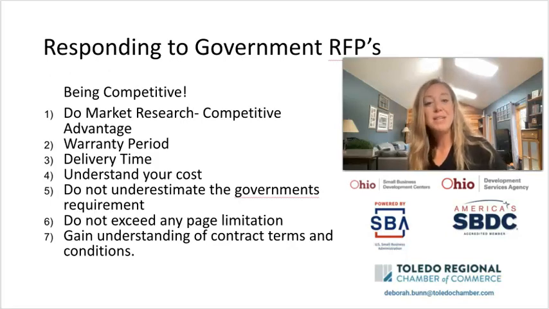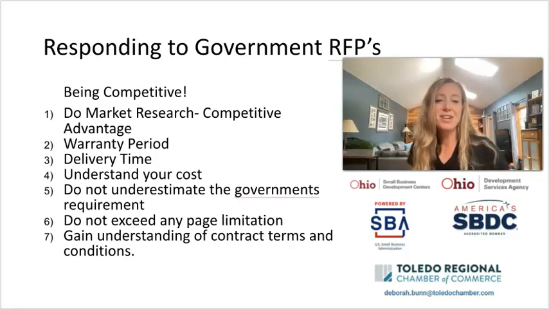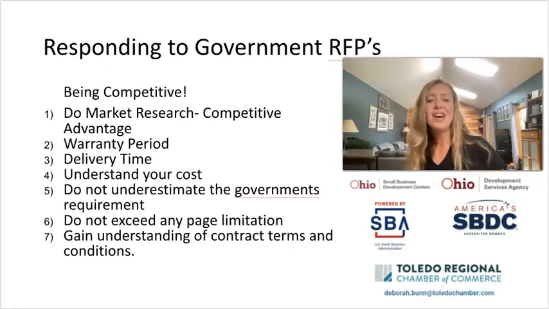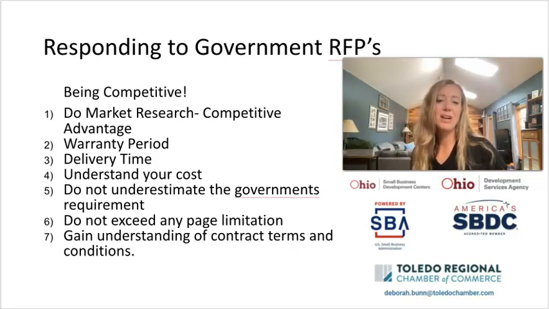What type of warranty period is required in the contract or the solicitation, and what do you offer? These can be two different things. Delivery time. What's your standard delivery time? Understand your costs. Are you actually going to make money from this contract, or are you going to lose money from this contract? If you have any question about whether you're going to make money or lose money, this should not be your contract.